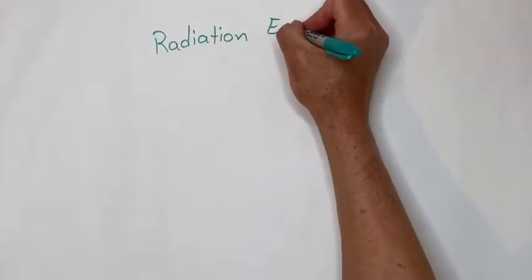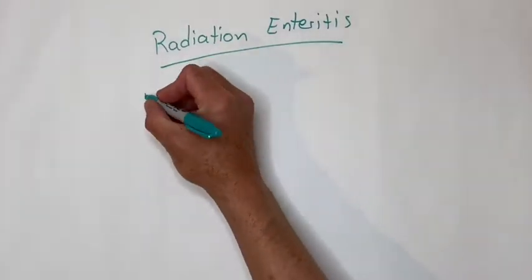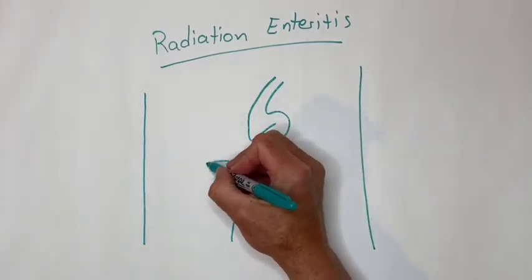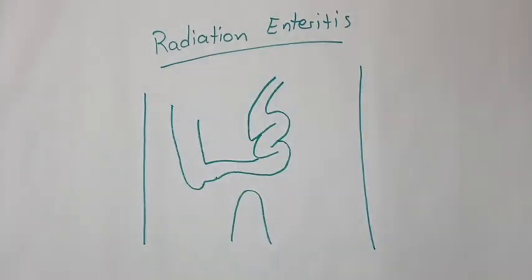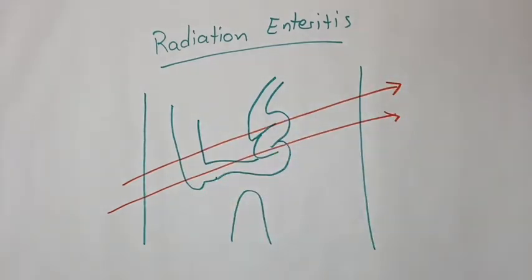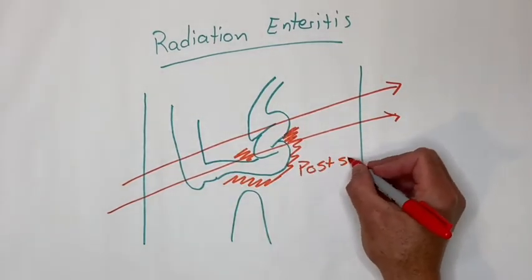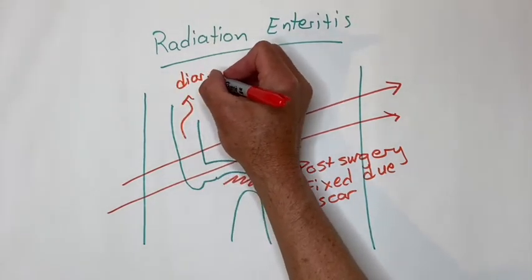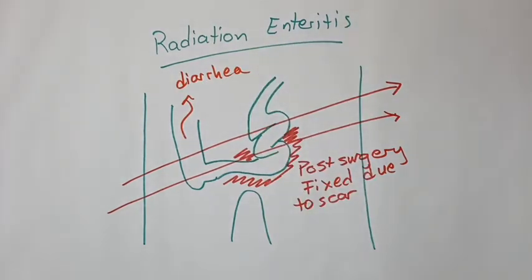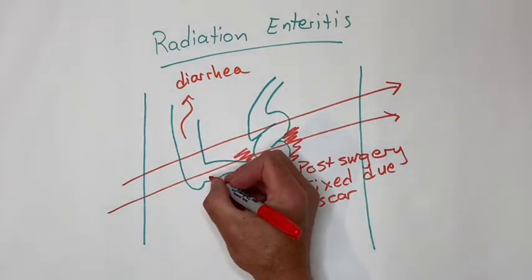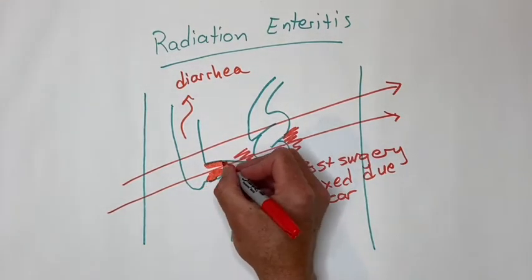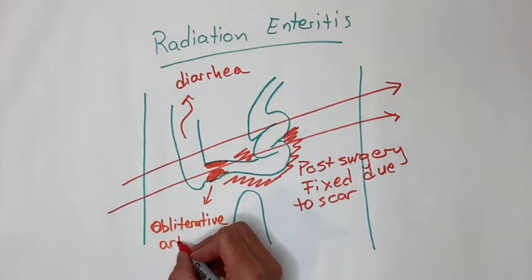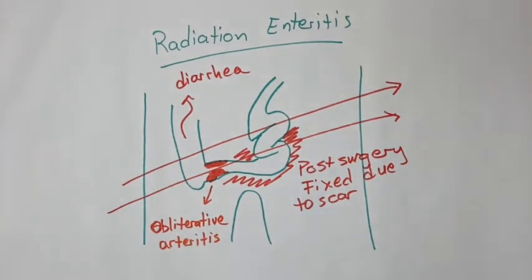Radiation enteritis occurs after therapeutic radiation catches the small bowel. This happens more after somebody has had surgery, then gets radiation for, say, rectal cancer or GYN cancers, etc., because the small bowel is fixed in place in the radiation field by scar tissue. Acute radiation enteritis causes diarrhea because the mucosa dies and sloughs off. Chronic radiation enteritis has the hallmark finding of microvascular ischemic changes called obliterative arteritis and strictures that can lead to obstructions.